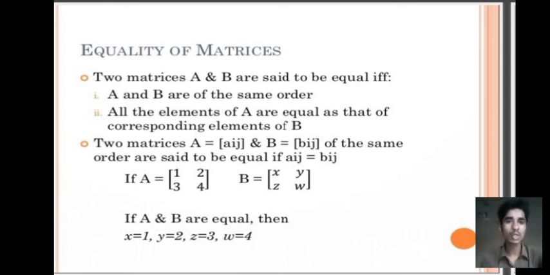Equality of matrices. Two matrices A and B are said to be equal if A and B are of the same order and all the elements of A are equal to the corresponding elements of B. Two matrices A equals a_ij and B equals b_ij of the same order are said to be equal if a_ij equals b_ij. If A and B are equal, then x equals 1, y equals 2, z equals 3, w equals 4.